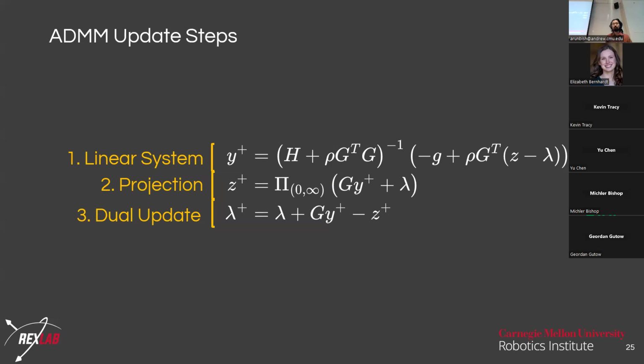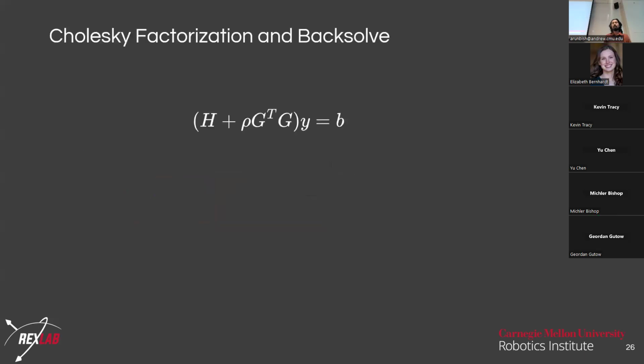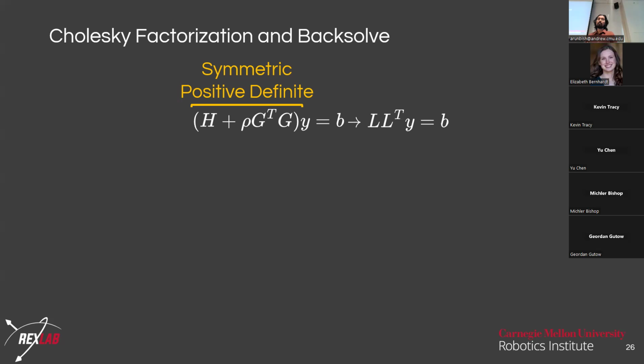So to understand that, if we look at the linear system we're solving, and I'm just going to use B to represent the right-hand side, that's going to be the thing that's changing every iteration, but our linear system is going to stay the same for a certain number of iterations. We can take advantage of the fact that by construction, this system is symmetric positive definite. And so that means we can do a Cholesky factorization, breaking it into a lower triangular matrix multiplied by its own transpose.